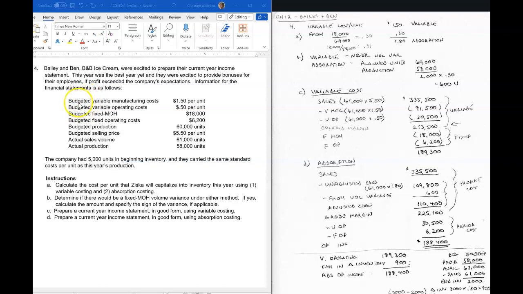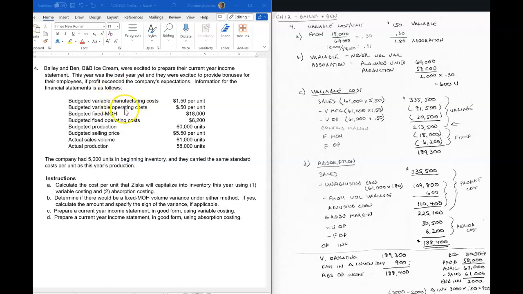And notice again that we've got budgeted variable manufacturing costs. So that would include direct material, direct labor, and variable overhead. Not variable selling, because these are variable manufacturing costs, but all of our direct and then variable indirect costs like overhead would be in here. And then budgeted variable operating costs. So up here we're connected to sales. Okay, these are manufacturing costs.